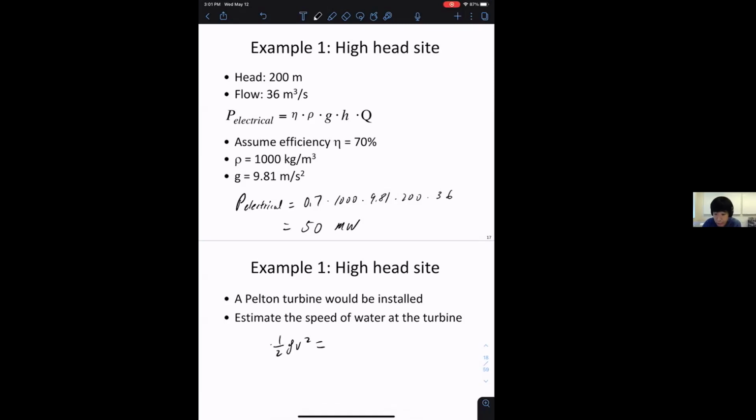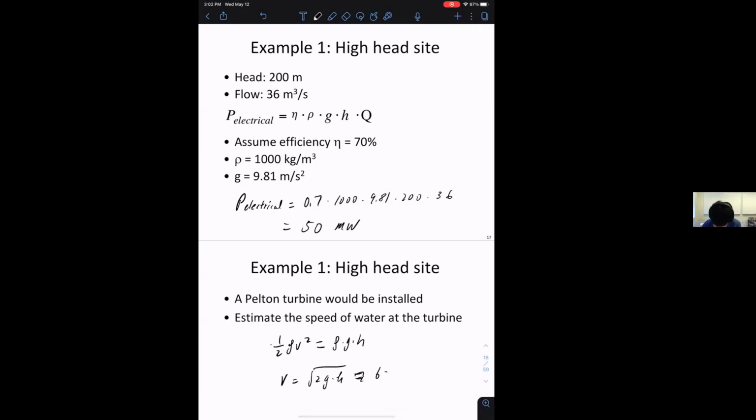This equals 50 megawatts, right? Rho is a constant. So we can use 500 megawatts, or we can say this is rho gh, to give us a ballpark estimate. Let's say, if we ignore the efficiency, our ballpark estimate for V is roughly the square root of 2gh.